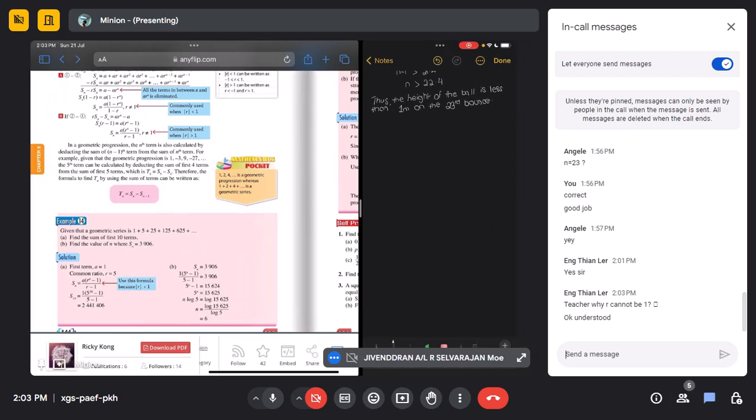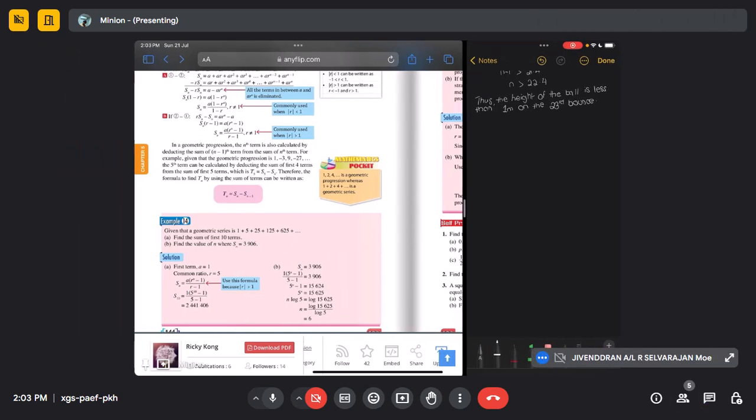Okay, let's go to example 14. Given that the geometric series is 1 plus 5 plus 25 plus 125 plus 625 and so on, find the sum of the first 10 terms. As you can see, I think it's not supposed to be plus, it's just supposed to be comma. I think they made a mistake there. So don't get confused.